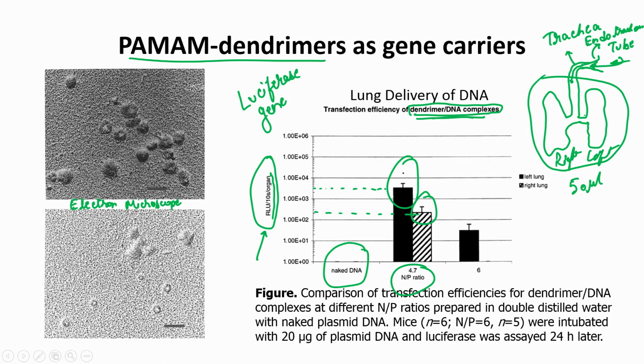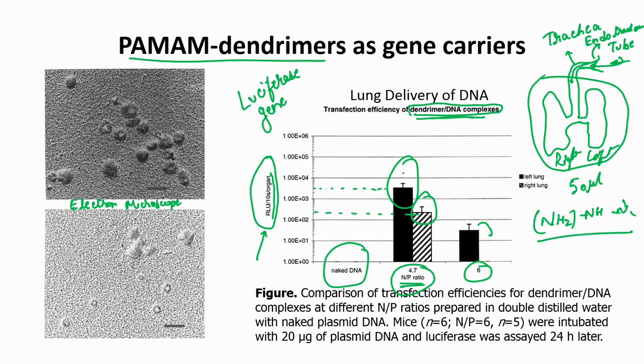So, it was reaching directly the target organ, and even the amount of ratio that you are mixing with also makes a big difference. So, this is basically the NP ratio, and what does NP ratio mean? It means the amount of nitrogen present in the structure. So, amines could be NH2, it could be NH, or it could be N only.